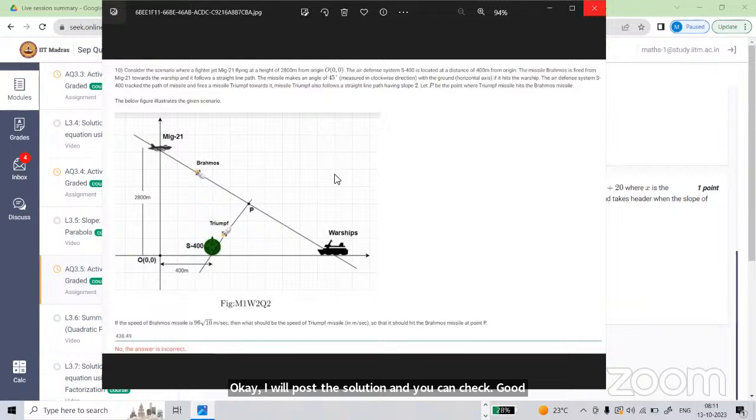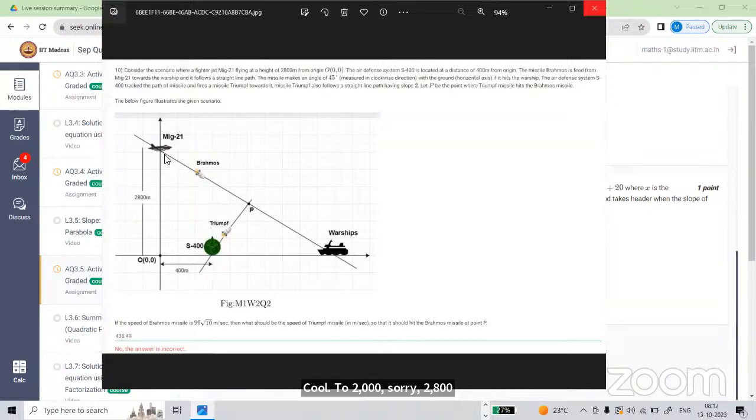Is that fine? Sir, my doubt is how to form the equation of this line, the path of the missile from the warship. How can we form the equation of that line? First, the angle theta is already given. Or see, this point we can calculate, right? This is here (0, 2800).